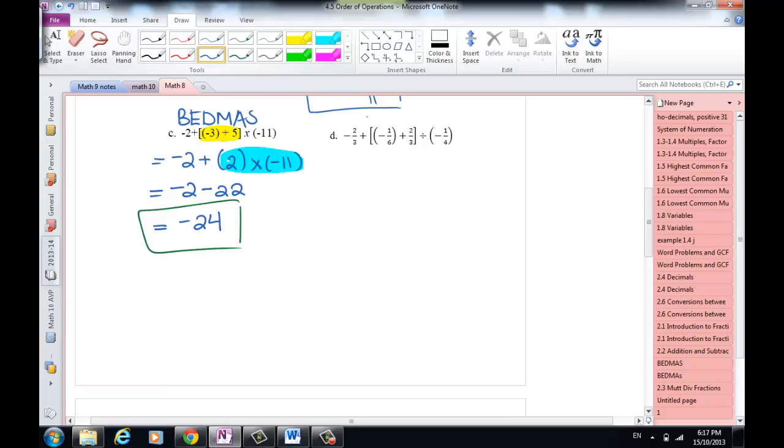Alright, last one. It's a fraction again. I'm going to write my BEDMAS on top. Alright, so I have -2/3 plus brackets. Right away I get to the brackets. Inside the brackets I have a -1/6 plus 2/3. So we have a minus plus a positive. Just like in normal fractions, we're going to find a common denominator. So I'm going to write out this first piece still. Oops, that's a 3 there. Plus, and inside the brackets, I have -1/6. And my common denominator here is going to be 6.